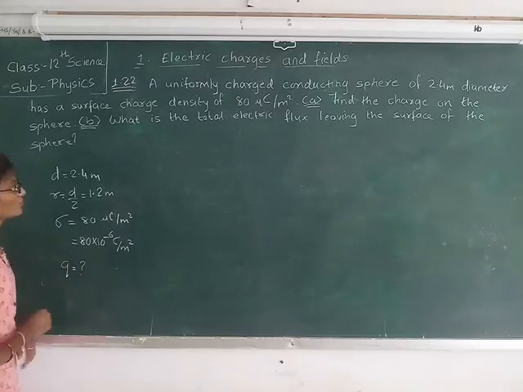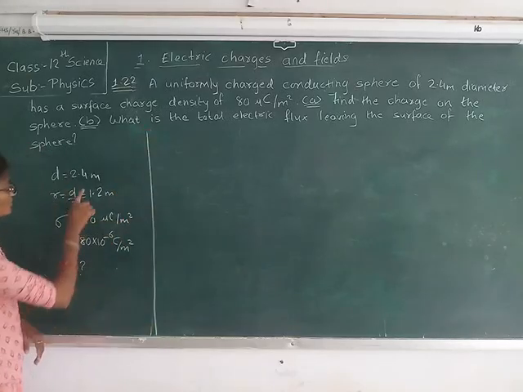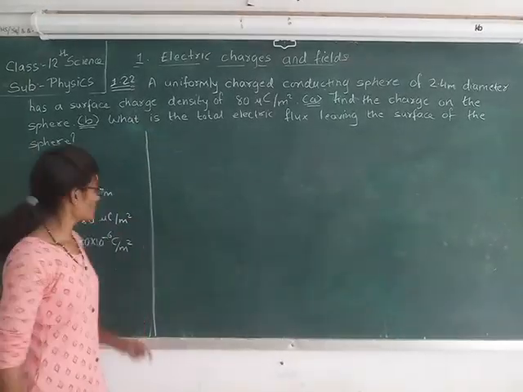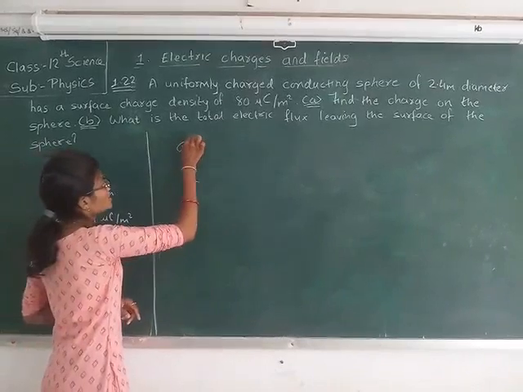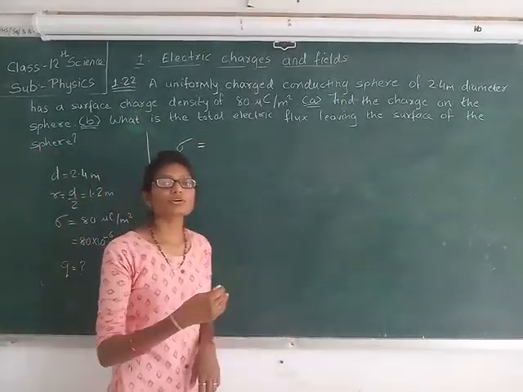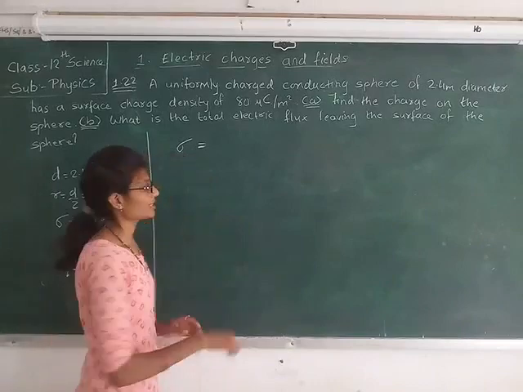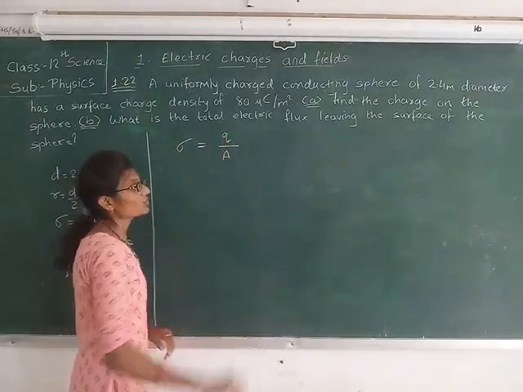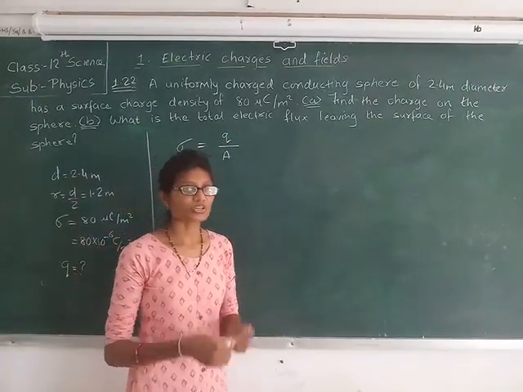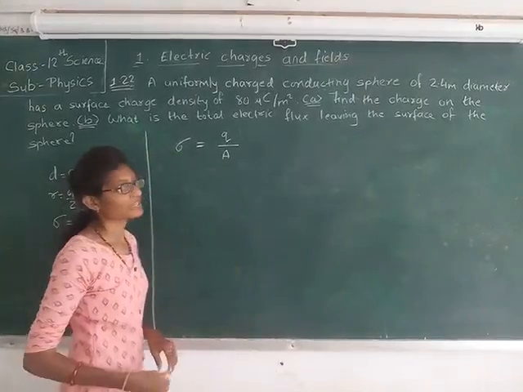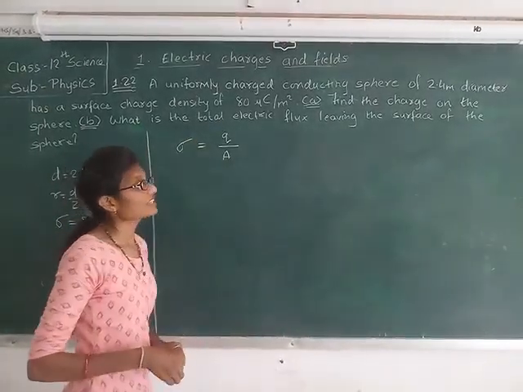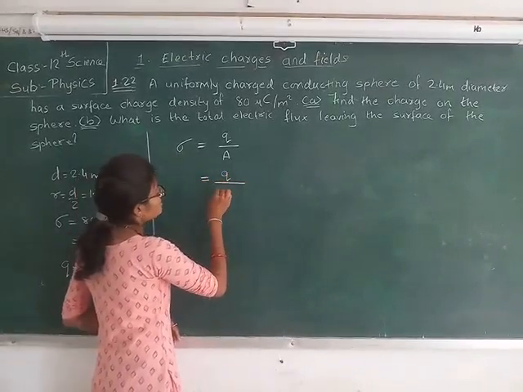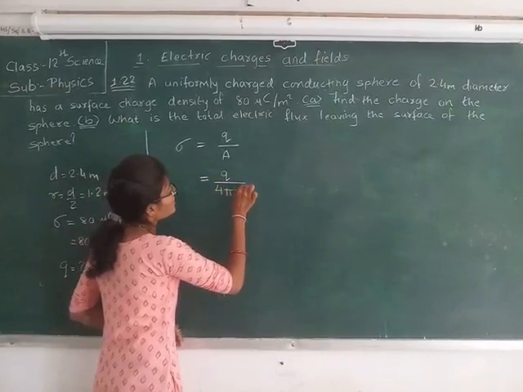Q equals to what? Over here we have the radius and the surface charge density, and we need to find Q. From this, the surface charge density is equal to the amount of charge upon the surface area, that is Q upon A, where Q is the net charge, the amount of the charge upon the surface area A. Here we are given the conducting sphere, so the area of the conducting sphere is equal to 4 pi r square.